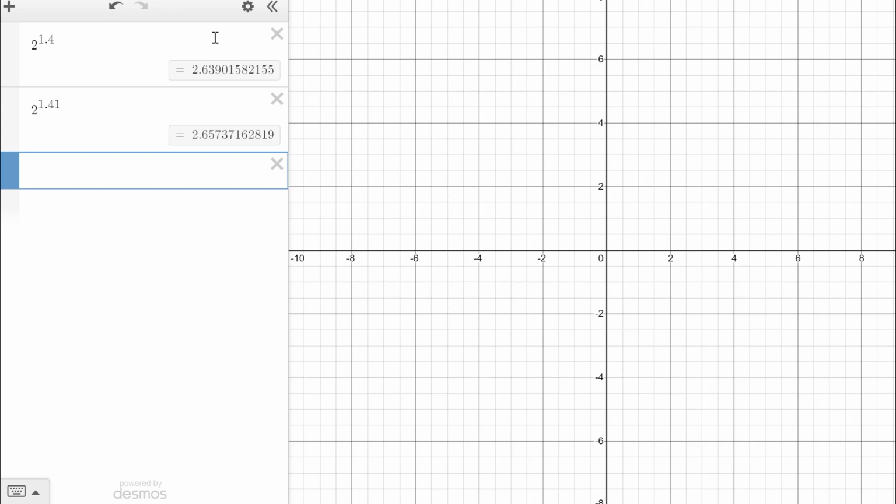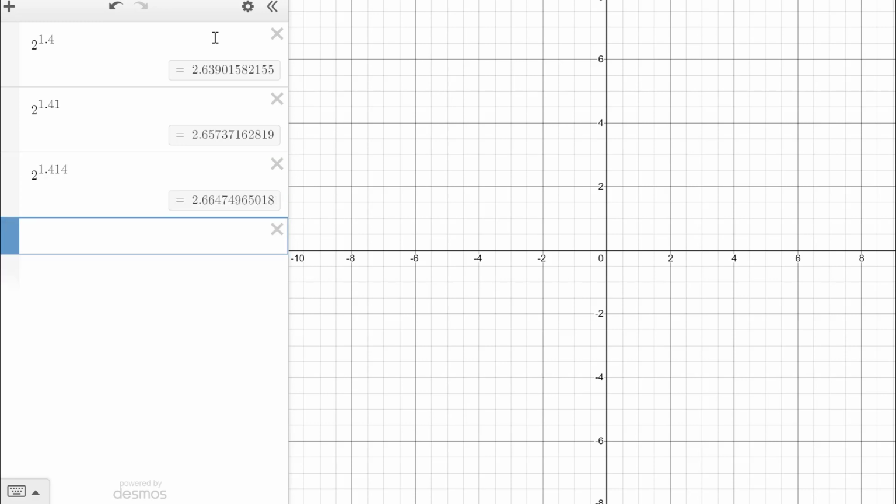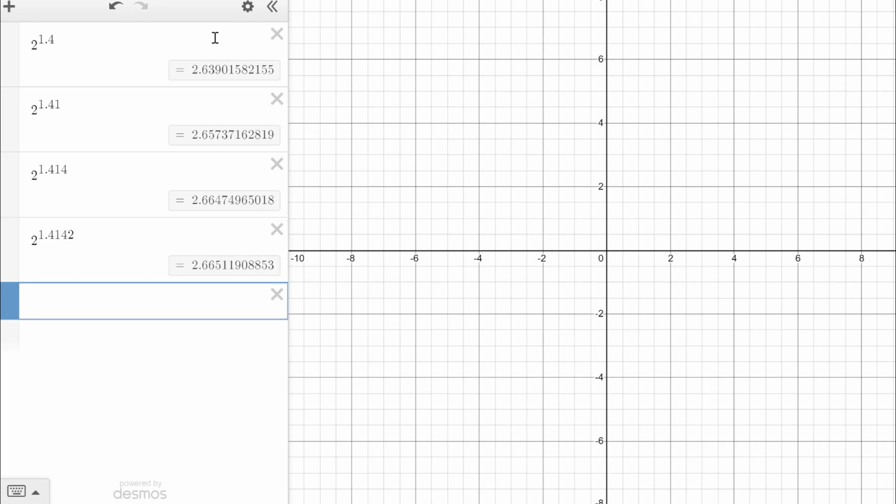Part C. Part D. And then finally part E. Pull up the square root here.